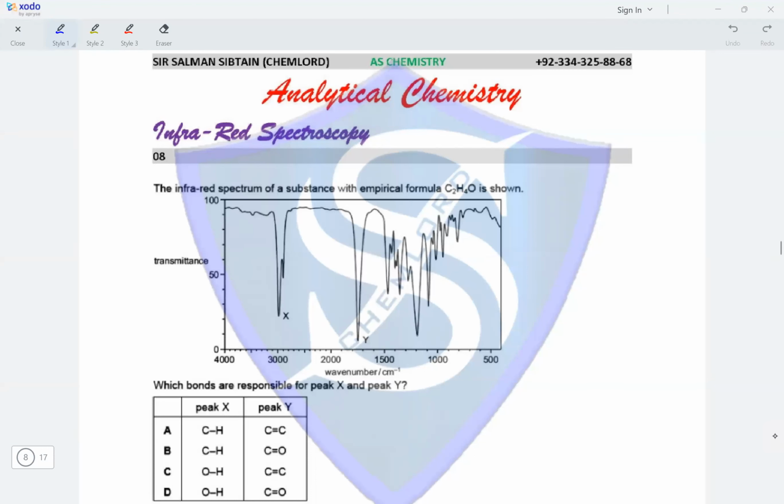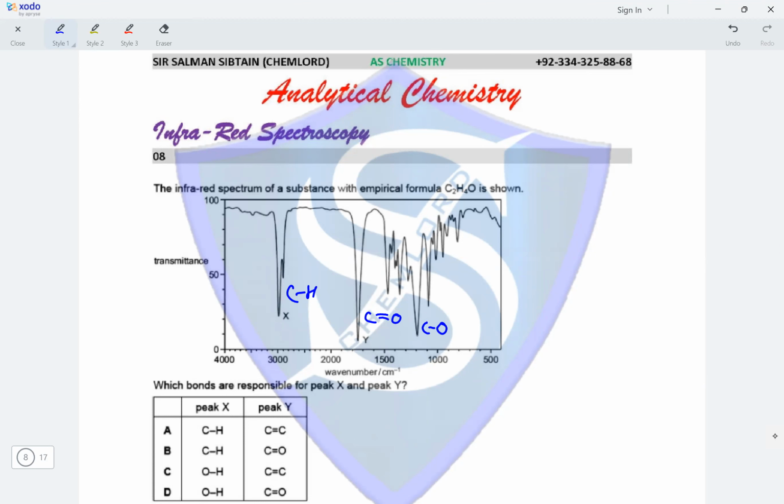Question 8. The infrared spectrum of a substance with empirical formula C2H4O is shown. Which bonds are responsible for peak X and peak Y? Peak Y is present close to 1700 wave numbers, so this should correspond to a C double bond O group. And peak X is a narrow and sharp peak close to 3000 wave numbers, which corresponds to a C single bond H. The only other peak that can be identified in this compound is the one close to 1200 wave numbers, which is C single bond O.